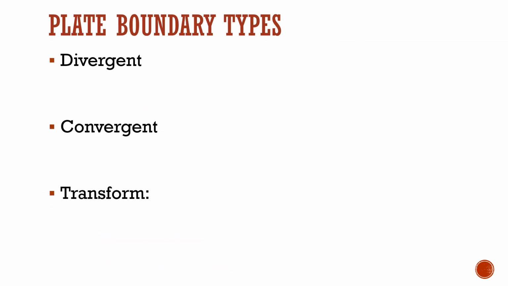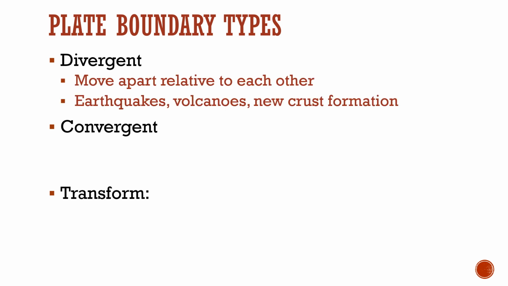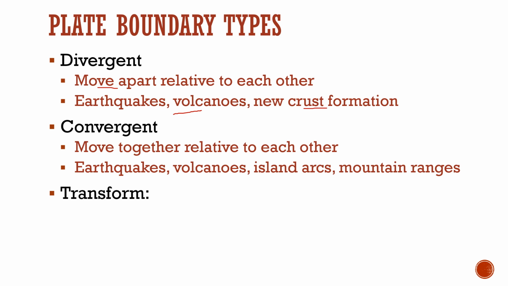And these plate boundaries, where these plates come together, there are different types. A divergent plate boundary, these move apart relative to each other, diverging or separating. These are prone to earthquakes and volcanoes, but also new land or crust forming. Then convergent. These are coming together. Again, earthquakes and volcanoes happen there, but also our mountains result from those.